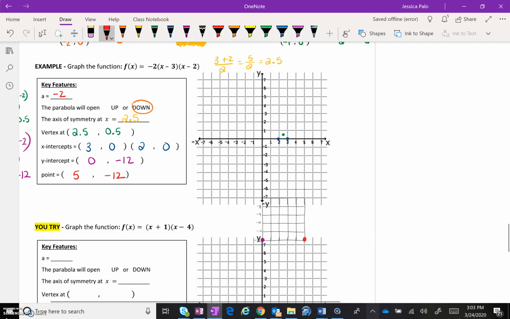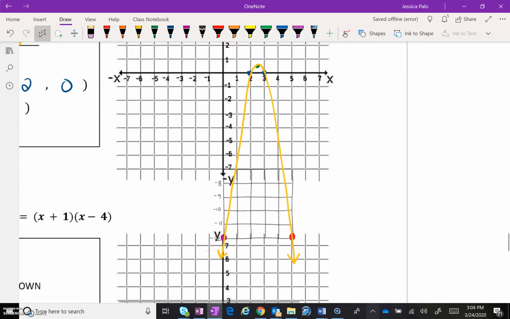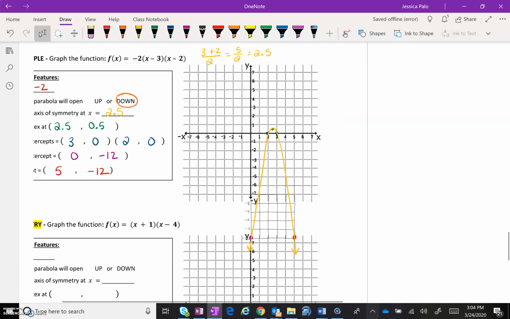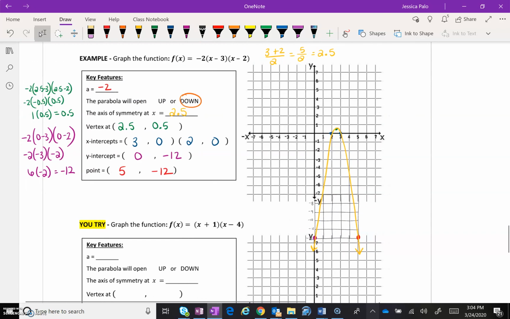Oof, this is going to be a tough one to draw. Hold on one second so I can draw it without you watching. That actually was the easiest parabola all day. I drew it in the first try, and it doesn't look that awful. But there you go. There is our example for graphing a function in factored form.